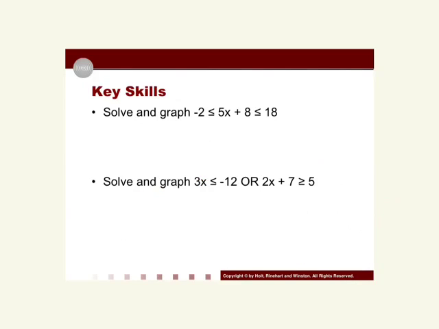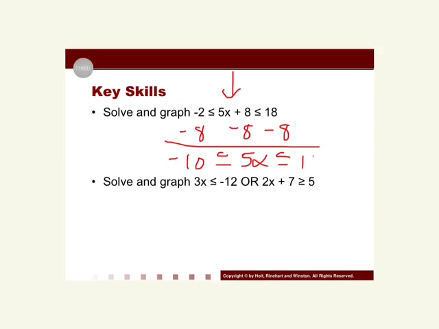So again, if we just take a look at a couple more examples. Now, if you only have one variable, and there's only one variable in the middle, you could just keep it like this and subtract 8 from each piece. It's kind of like a three-legged teeter-totter, and you have to subtract 8 from every piece to be consistent. And then we have negative 10 less than or equal to 5x is less than or equal to 10.